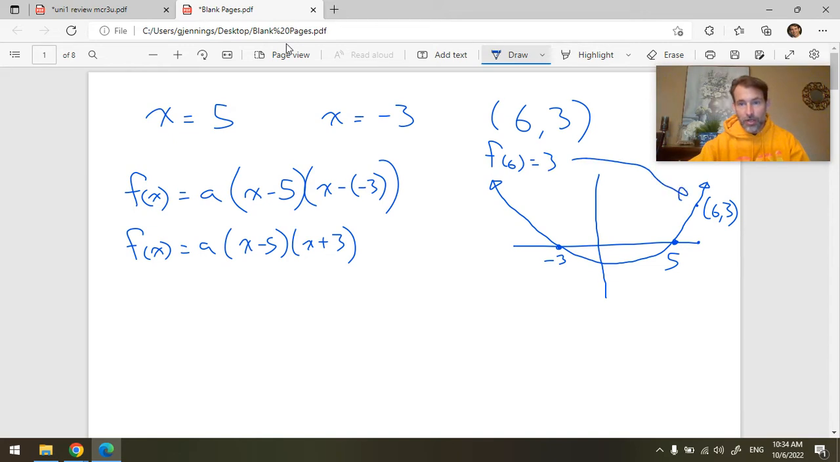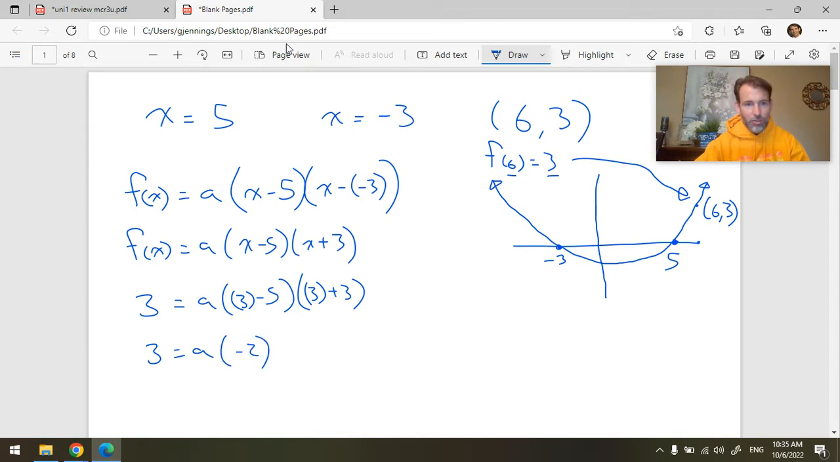That's this point right there. If I input the value 6 for x, it will output the value 3 for y. I can use this knowledge to find a. So 3 is equal to a multiplied by 3 minus 5 times 3 plus 3. Okay, let's evaluate. 3 is equal to a multiplied by negative 2 multiplied by 9.